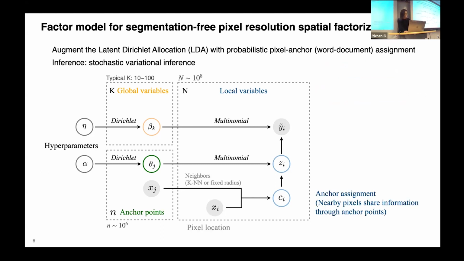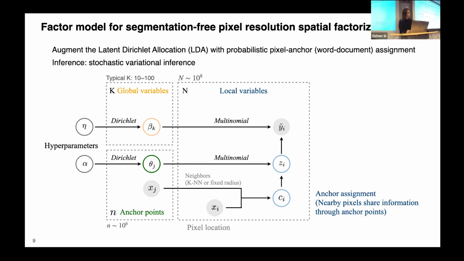Then we have anchor points. The small n is the number of anchor points, often at the scale of millions. Those are the centers of the hexagons that we just saw before. Big N here is the number of pixels. Compared to just cell level or anchor or grid level analysis, the difference is that for each pixel we have an additional hidden variable C. That tells which anchor this pixel belongs to.